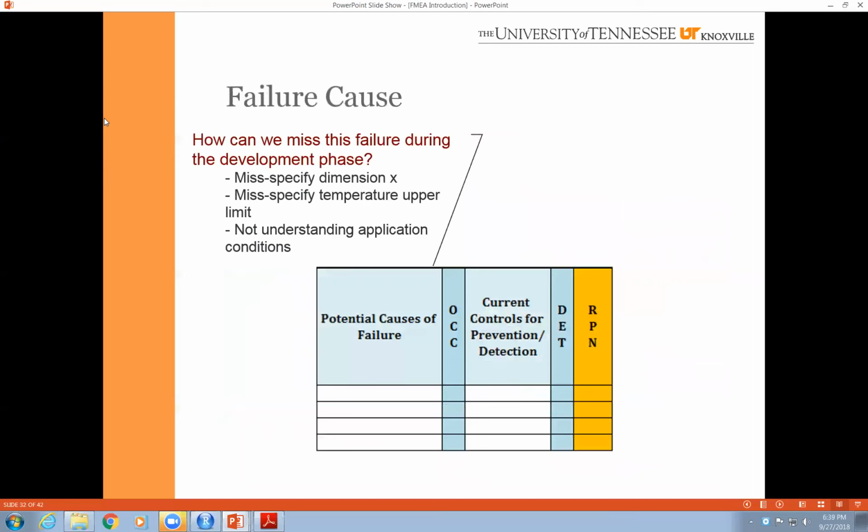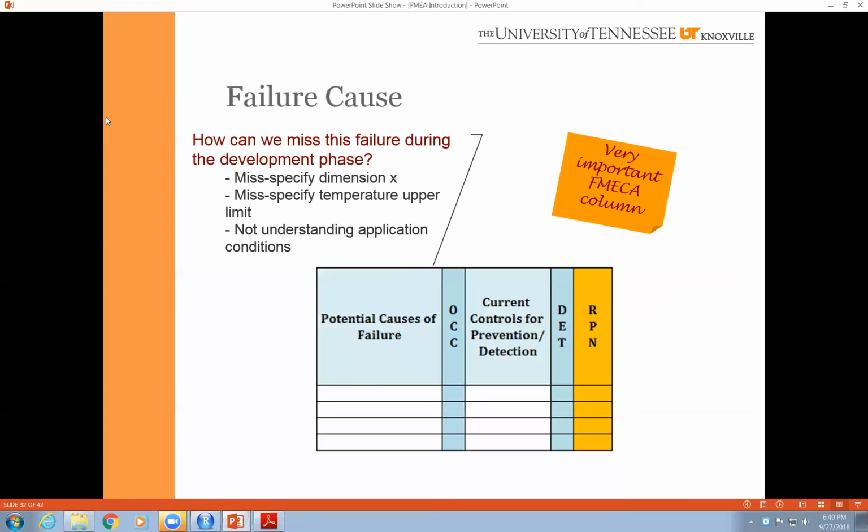Now I start thinking about the rest of the table as well. Start thinking about the potential causes of failure, right? If you're doing a design FMEA, start thinking about what can go wrong, or what can I do wrong designing that part, right? I specified the wrong dimension. It's too big. It doesn't fit, for example. Or the wrong temperature limits. I chose the material, but it doesn't really meet the temperature that I'm going to use it for. I don't really understand how it's going to be used, how many cycles and so on. So think of it from a design perspective.